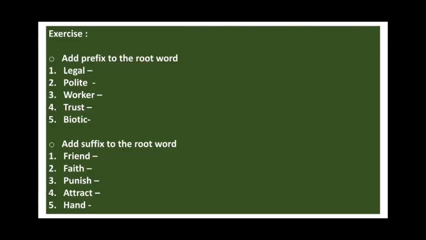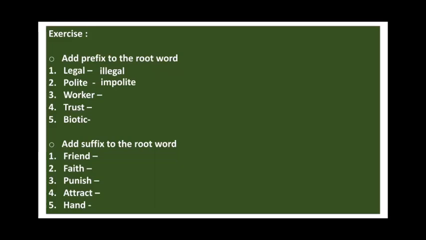Okay children, so here we have completed with the explanation. Let's do this exercise. The first one is add prefix to the root word. So first is legal. So legal becomes illegal. Next is polite. Polite becomes impolite. We have added im, impolite.